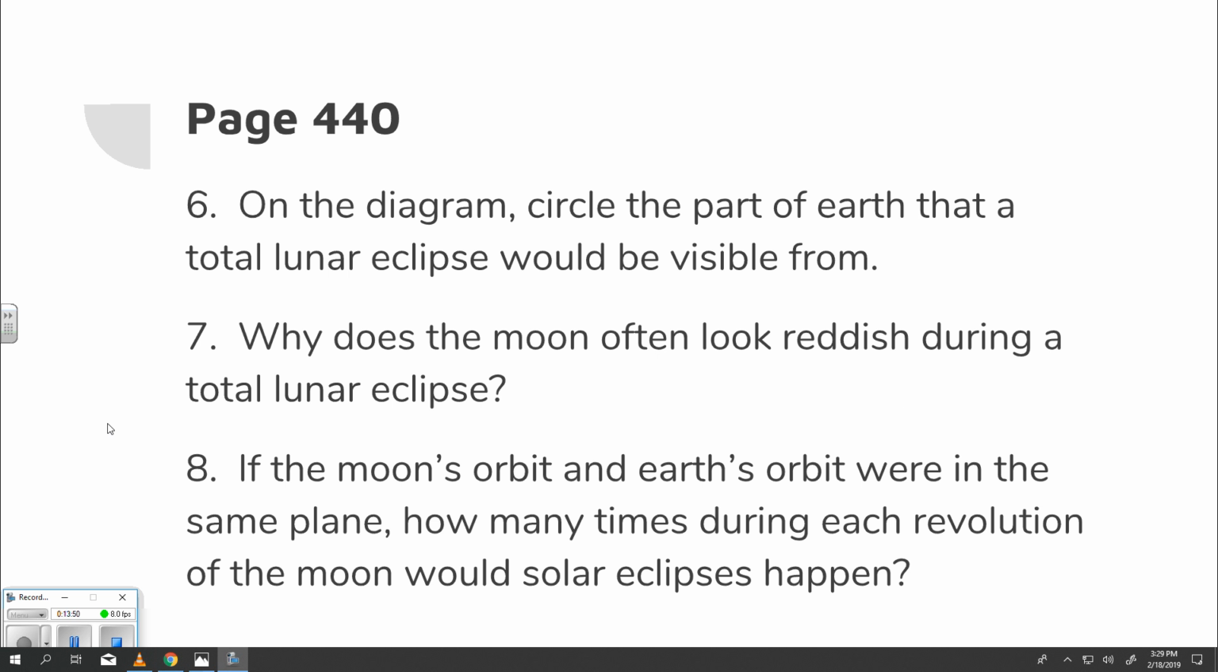Page 440. On the diagram, circle the part of Earth that a total lunar eclipse would be visible from. Why does the moon often look reddish during a total lunar eclipse? If the moon's orbit and Earth's orbit were in the same plane, how many times during each revolution of the moon would a solar eclipse happen?